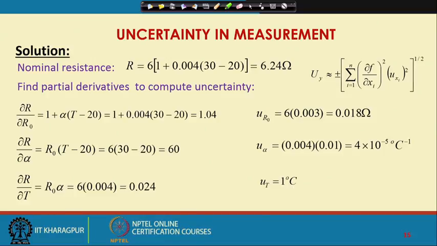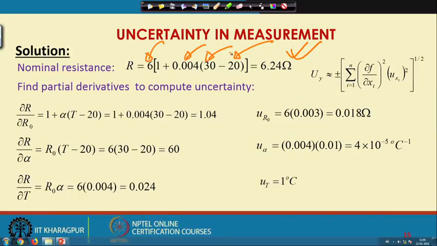So, first let us compute the nominal resistance at 30 degree Celsius. It is straight away making use of the equation R equal to R0 into 1 plus alpha into T minus 20. If you use that, you get a value of 6.24. Here R0 is the nominal value, alpha, and T equal to 30 degrees Celsius minus 20. So, you get 6.24.